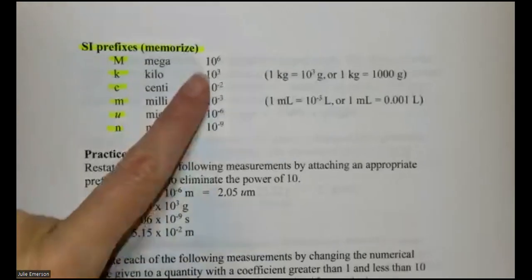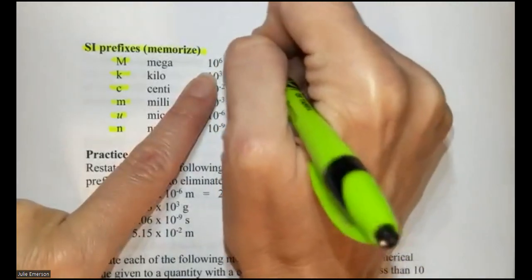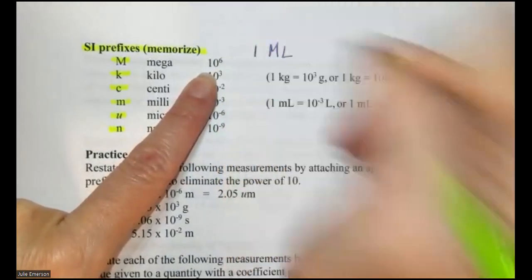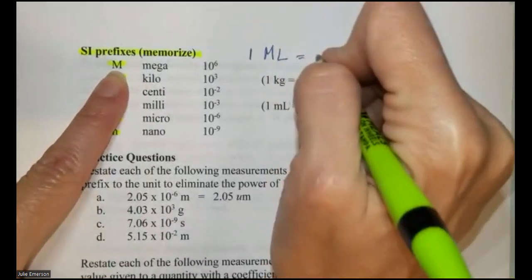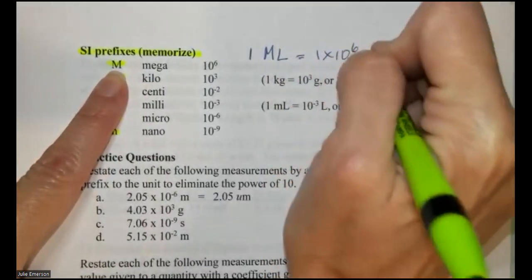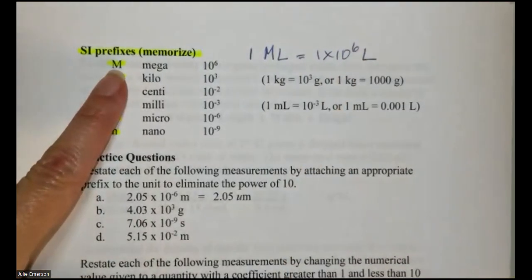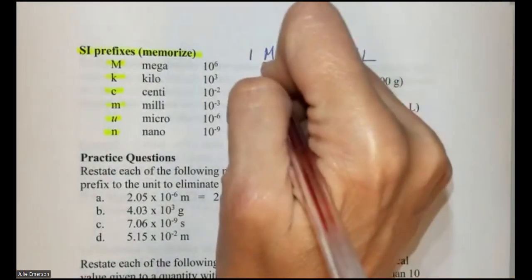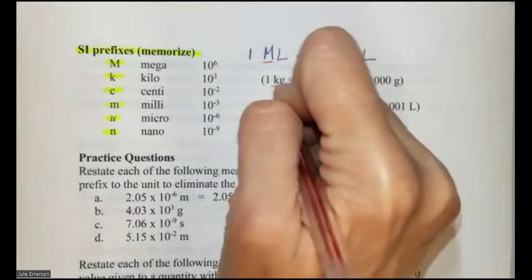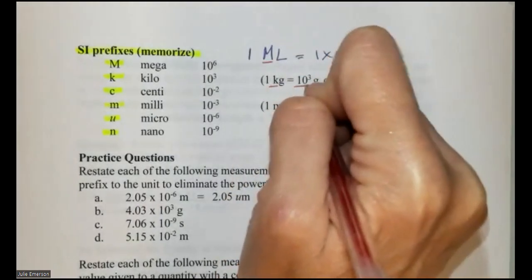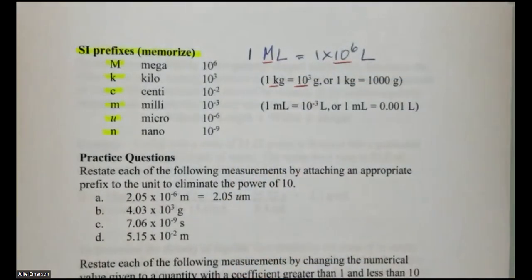So, for example, if I have 1 megaliter, right? Capital M for mega. What that means is I have 1 times 10 to the 6 liters. So you see what it did? It just swapped mega for 10 to the 6. All right. If you have kilo, right? A kilogram is 10 to the 3rd grams, right? And 10 to the 3rd is 10 times 10 times 10, right? Which is 1,000.